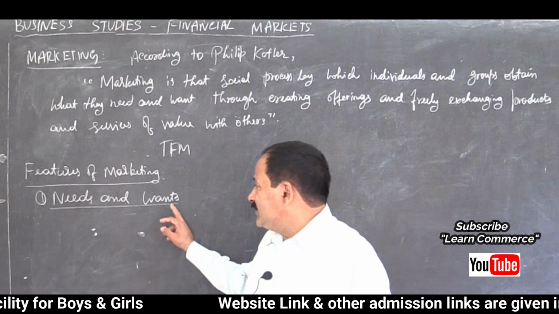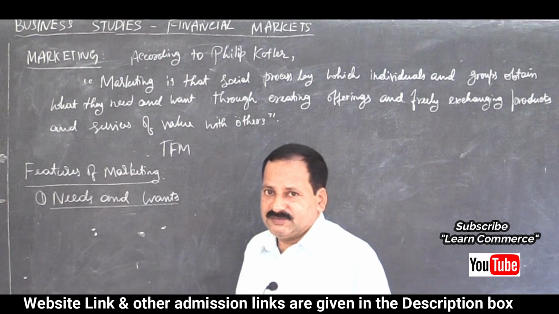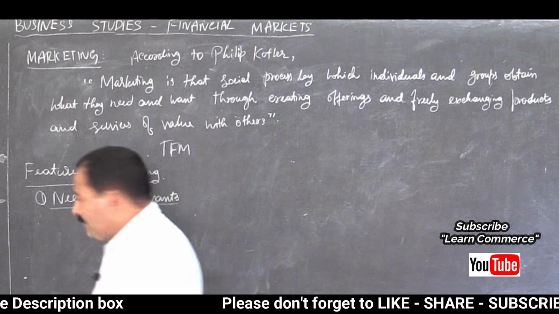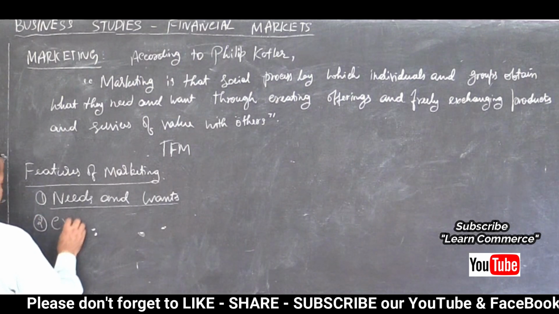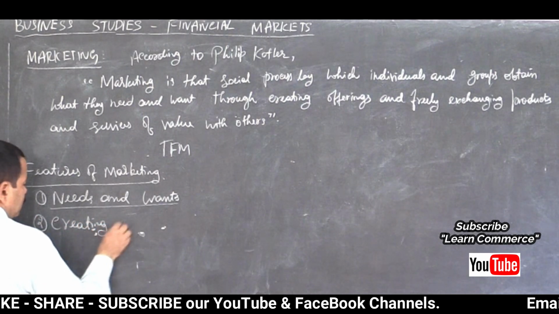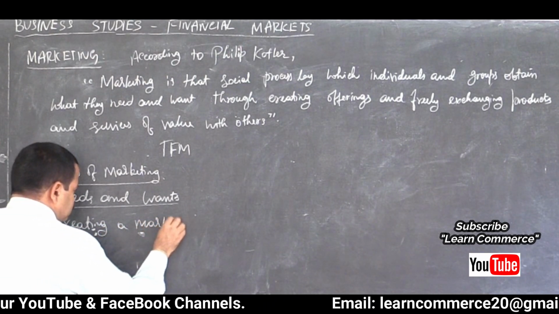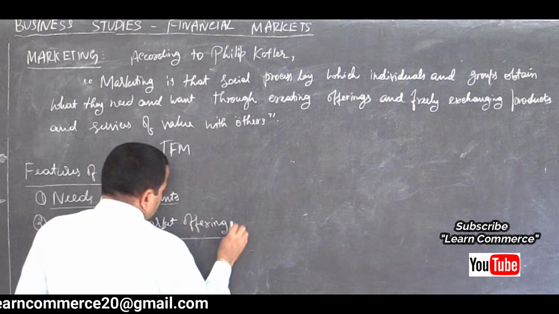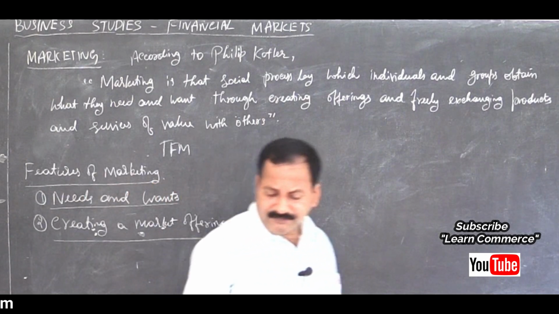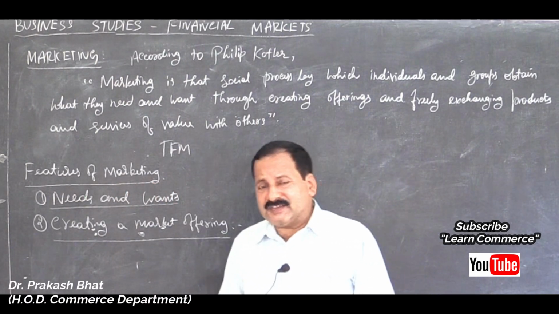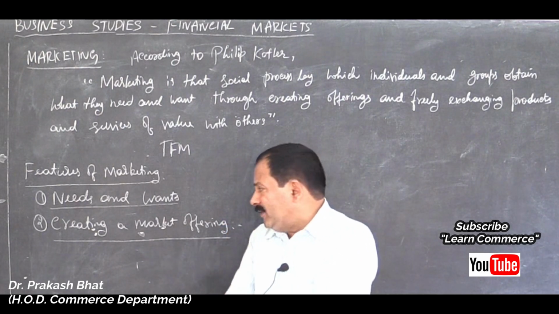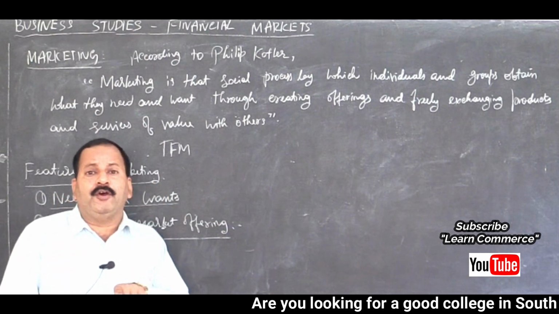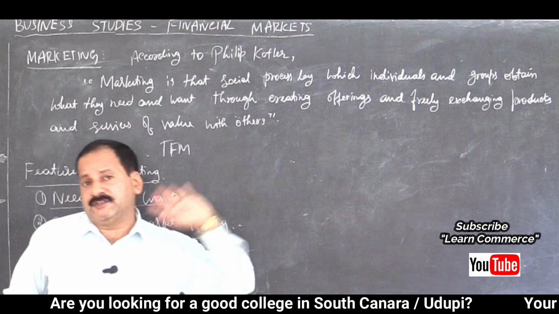So here, needs and wants. People want to buy their own preference. That is want. Then the second one is creating a market offering. Market offering means the total product, service, after sales service, everything, whatever you are giving along with the product is called offering. So you have to create a market offering. That is, we are going to give you this.